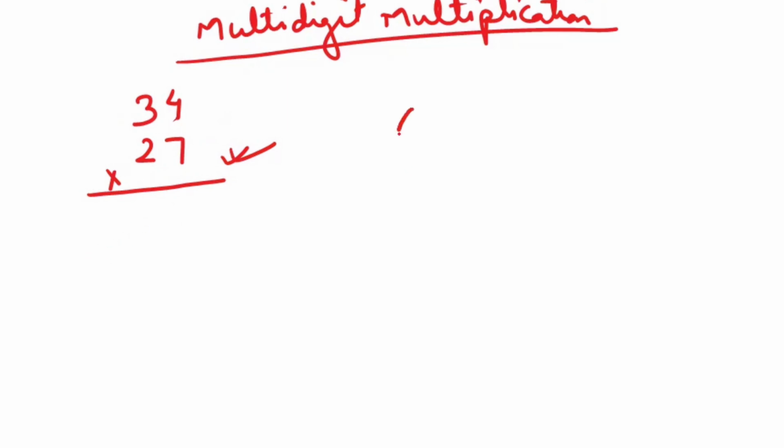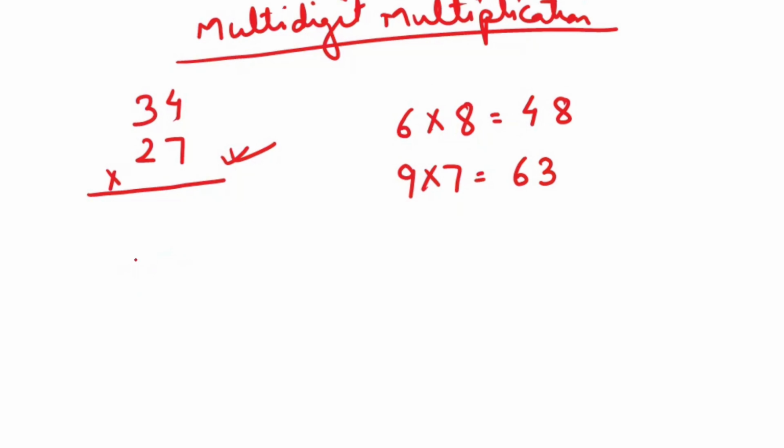Like 6 multiply with 8, 9 multiply with 7. If you know the multiplication facts, you can easily do this one. If your multiplication facts are strong, long multiplication becomes easy. Here 6 times 8 will be 48. 9 times 7 is 63.